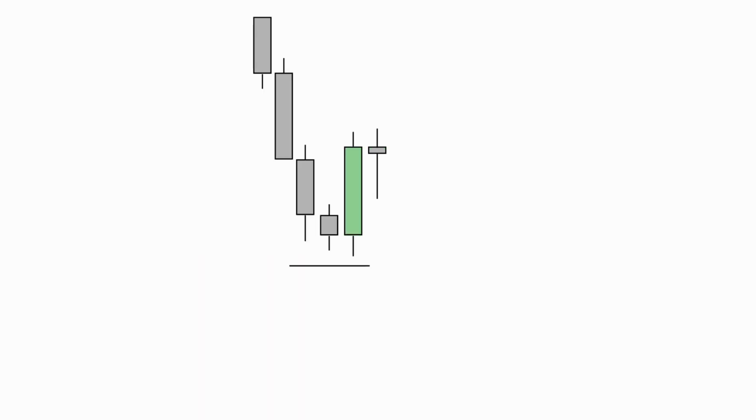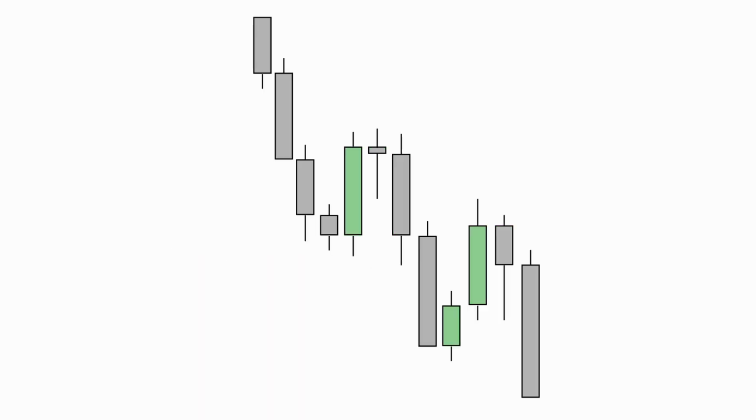Now reverse that. We're in a downtrend. Price drops, finds temporary support, bounces, but can't break the last swing high. Then it drops again. So we've got lower highs and lower lows forming. That's the market tanking. Structure is bearish.